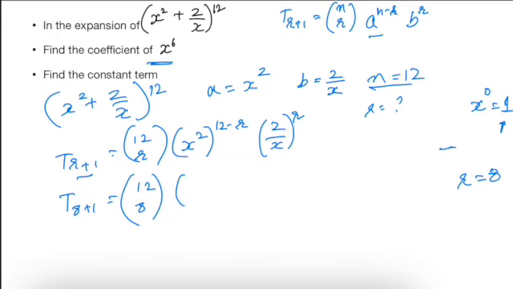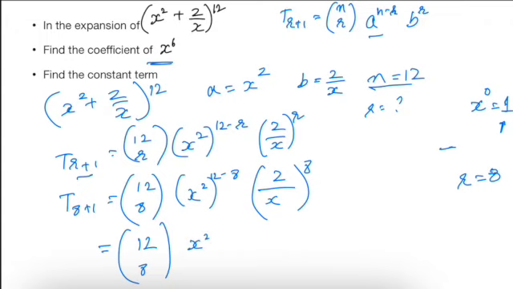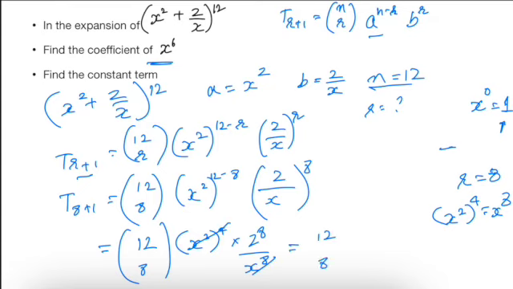12C8 into x square into 12 minus 8, 2 to the power 2 by x whole to the power 8. Okay, this is 12C8 into x square to the power 4 into 2 to the power 8 divided by x to the power 8. You know, x square to the power 4 is nothing but x to the power 8. So this x to the power 8 and x to the power 8 will get cancelled. So we're left with 12C8 into 2 to the power 8. Let's see using the calculator what we get. So the value of this constant is 126720. This is the value of the constant term.